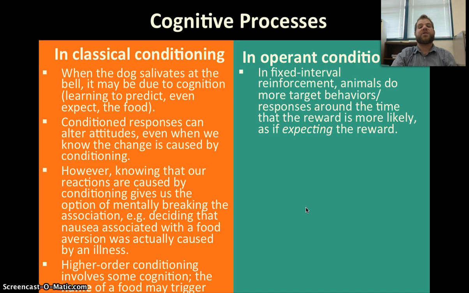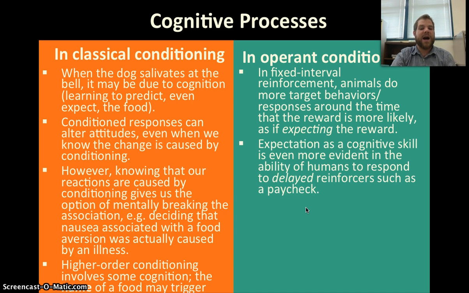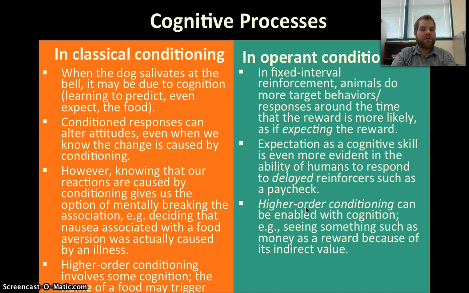So in operant conditioning, on the other hand, in fixed interval reinforcements, animals do more target behaviors or responses around the time that the reward is more likely, as if they were expecting the reward. Expectation as a cognitive skill is even more evident in the ability of humans to respond to delayed reinforcers, such as a paycheck. Higher order conditioning can be enabled with cognition. For example, seeing something such as money as a reward because of its indirect value.